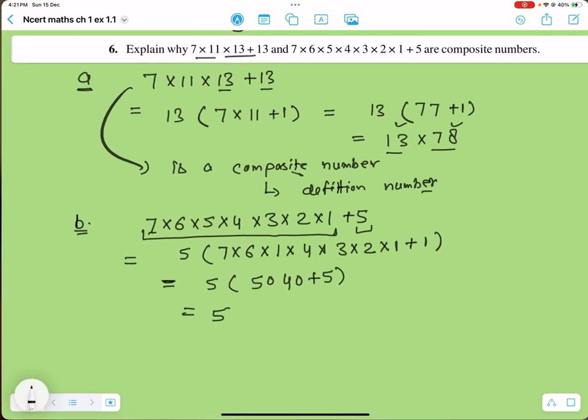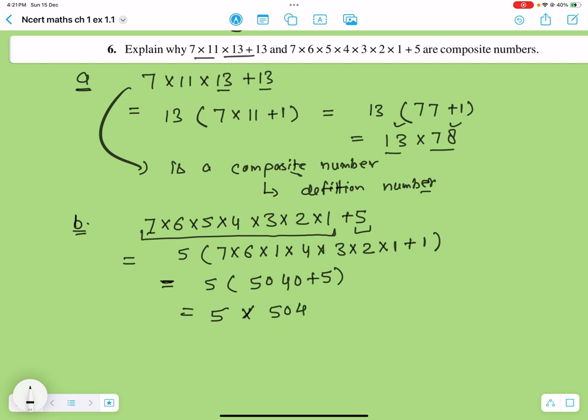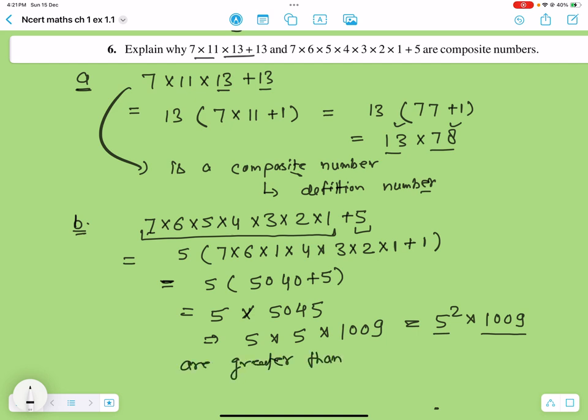So it will be 5 multiply 5045. So again, since 5045 can be expressed as 5 multiply 1009, and both 5 and 1009 are greater than 1, you can also write it down like this. So we can say 5 and 1009 are greater than 1. So as per the definition of composite number, this expression becomes a composite number.